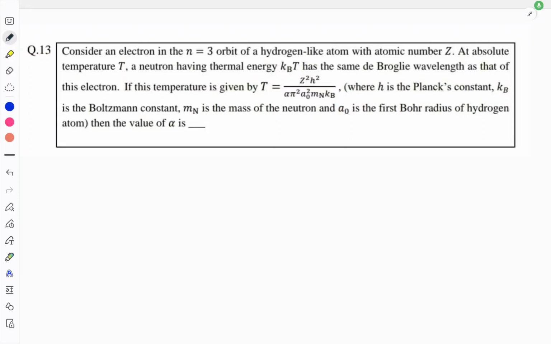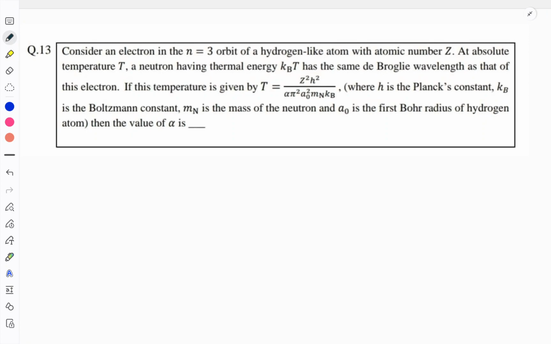So we are dealing with this 13th problem of the first paper, JEE Advanced 2025, and the problem states: consider an electron in the n equal to 3 orbit of a hydrogen-like atom with atomic number Z. At absolute temperature T, a neutron having thermal energy kBT has the same de Broglie wavelength as that of this electron. If this temperature is given by T equal to Z square h square upon alpha pi square a0 square mn kB, where h is Planck constant, kB is Boltzmann constant, mass of neutron is mn, and a0 is the first Bohr radius of hydrogen atom, then we need to determine the value of alpha.